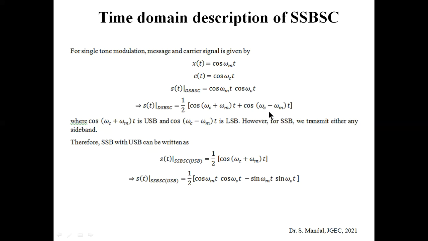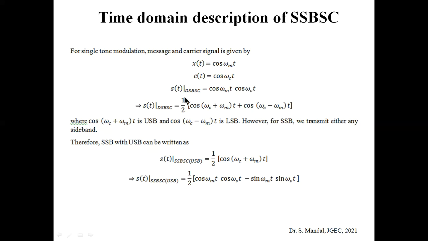Now let's derive an equation for the SSB-SC in time domain. First of all, we are considering single-tone modulation. That means we are considering a message signal as a pure sinusoid. So x(t) is given by cos omega m t, and the carrier signal is given by cos omega c t. Both are pure sinusoids. Now, as per the definition of DSB-SC, the DSB-SC will be cos omega m t into cos omega c t.